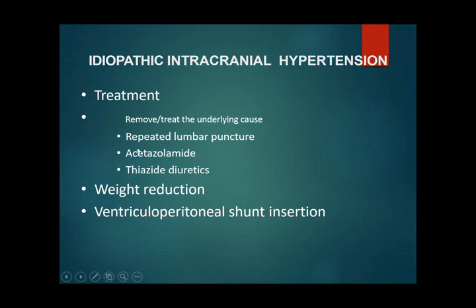Then ventriculoperitoneal shunt insertion in those patients who are not responding to the conservative measures, and in whom, even after removal of these risk factors, the patient still has persistent intracranial hypertension. The complication that is feared is vision loss. Prolonged papilledema will lead to optic atrophy and vision loss. That's why ventriculoperitoneal shunt can be used as a therapeutic option.